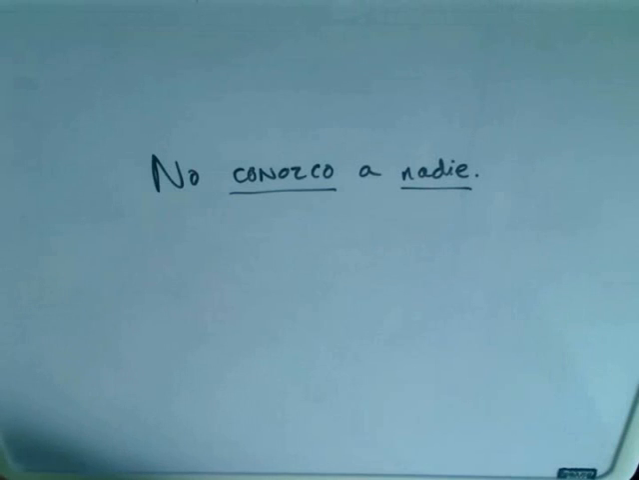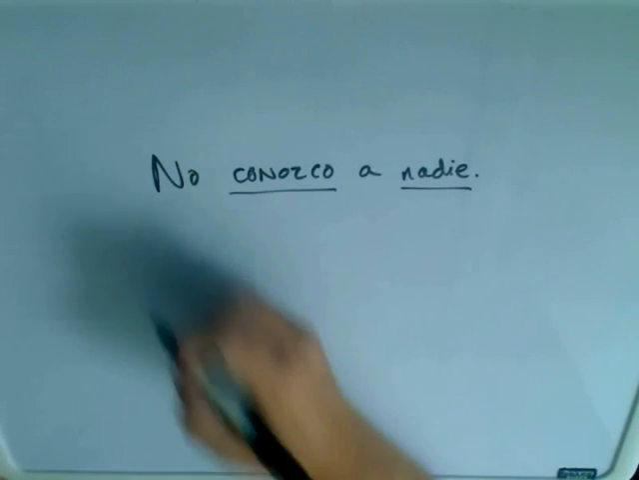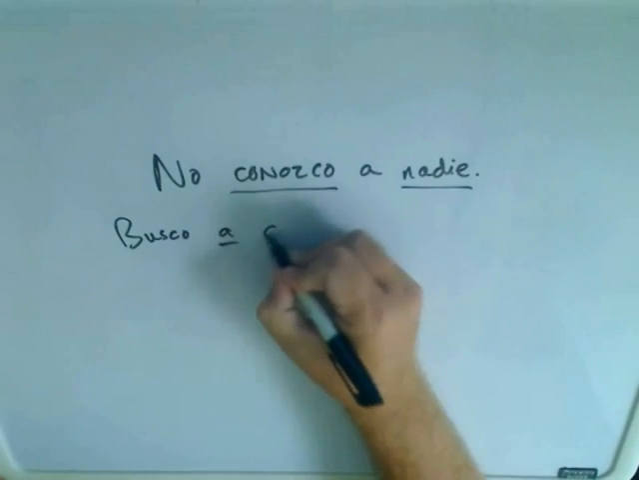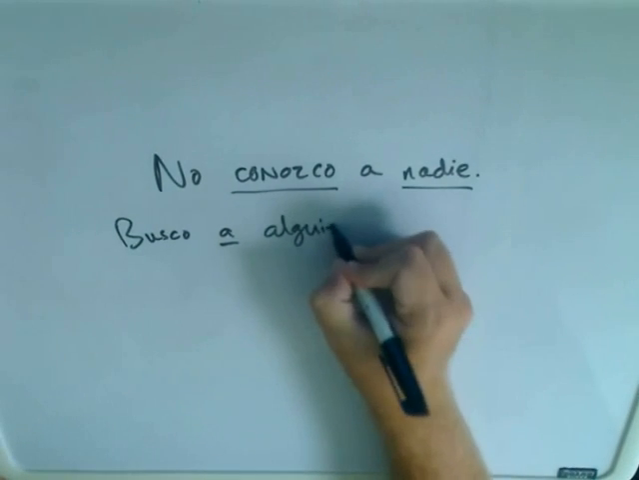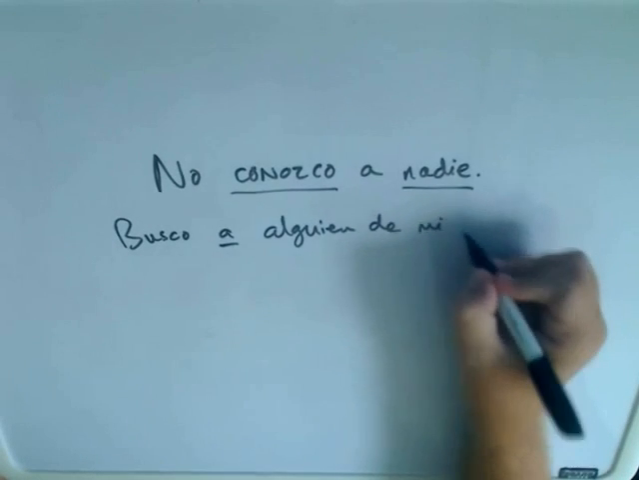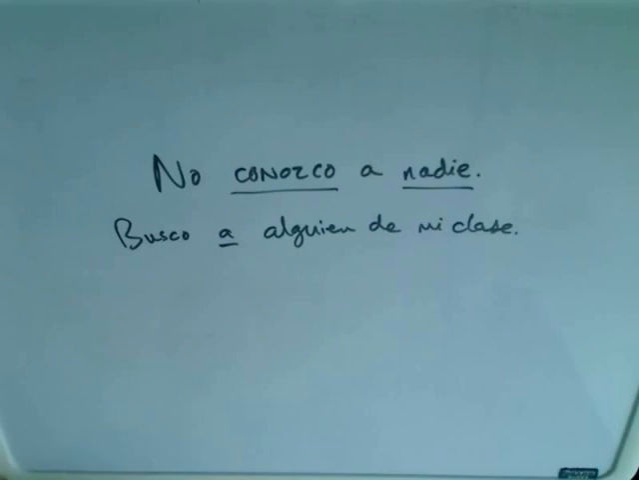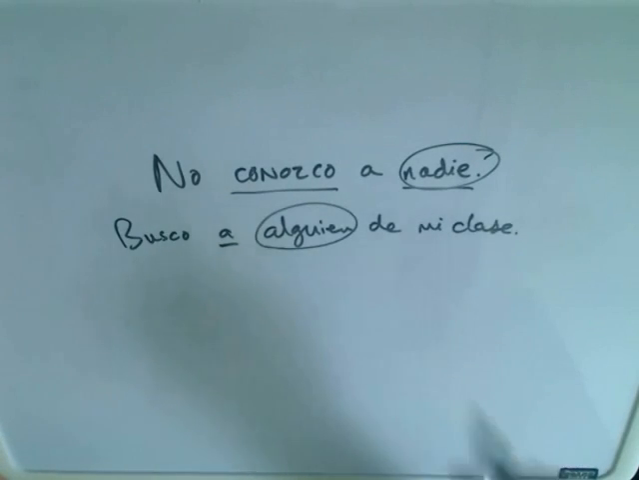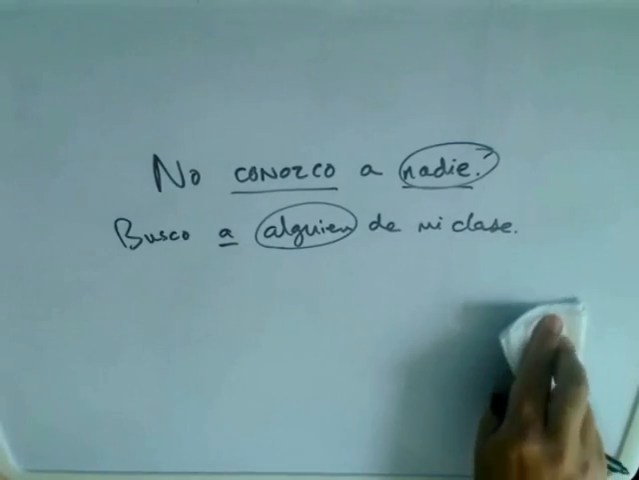How about, I'm looking for someone from my class. Busco a alguien de mi clase. Busco a alguien de mi clase. So remember those. Nadie and alguien do take the a personal. Seems to contradict that rule that if it's an indefinite or a non-specific person that you wouldn't have it, but in the case of alguien and nadie, remember that you do need it.